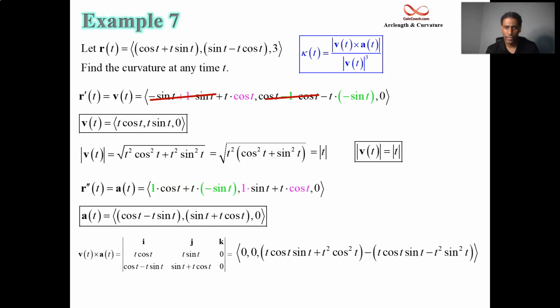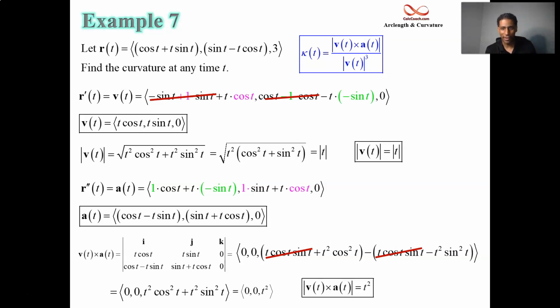Just be careful. So the t cosine t sine t and the minus t cosine t sine t cancel each other out, leaving you with t squared cosine squared plus t squared sine squared. That's familiar. That's just t squared. But we want its magnitude. It's just t squared. So the numerator of curvature is t squared. The denominator of curvature is the absolute value of t quantity cubed. And you can actually cancel: two of those absolute values of t cancel with the t squared from above. And the answer is 1 over the absolute value of t.